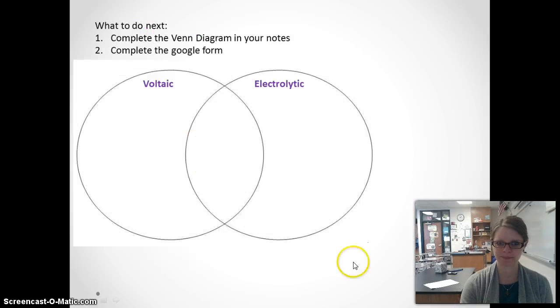Okay. All right, here's your assignment to do next. I'd like you to complete this Venn diagram about all the different things a voltaic and electrolytic cell, how they're similar and different, and then complete the Google form. And we'll see you tomorrow to talk more about electrolytic cells.